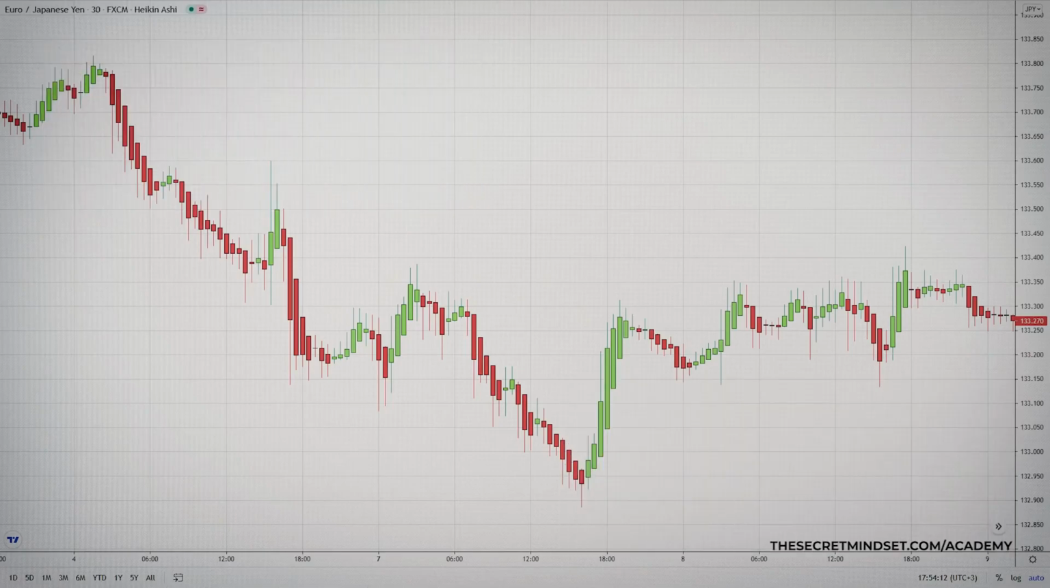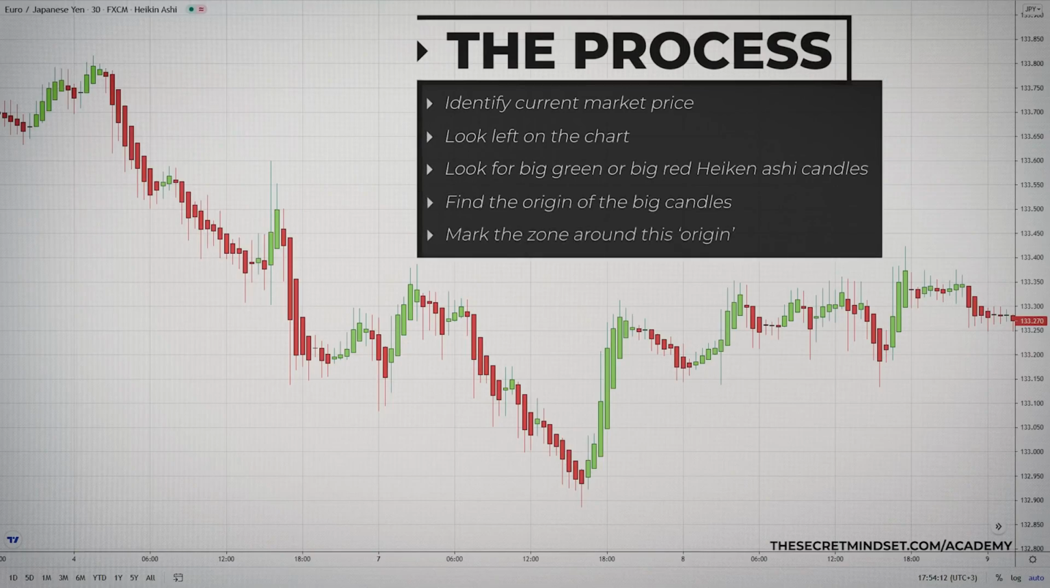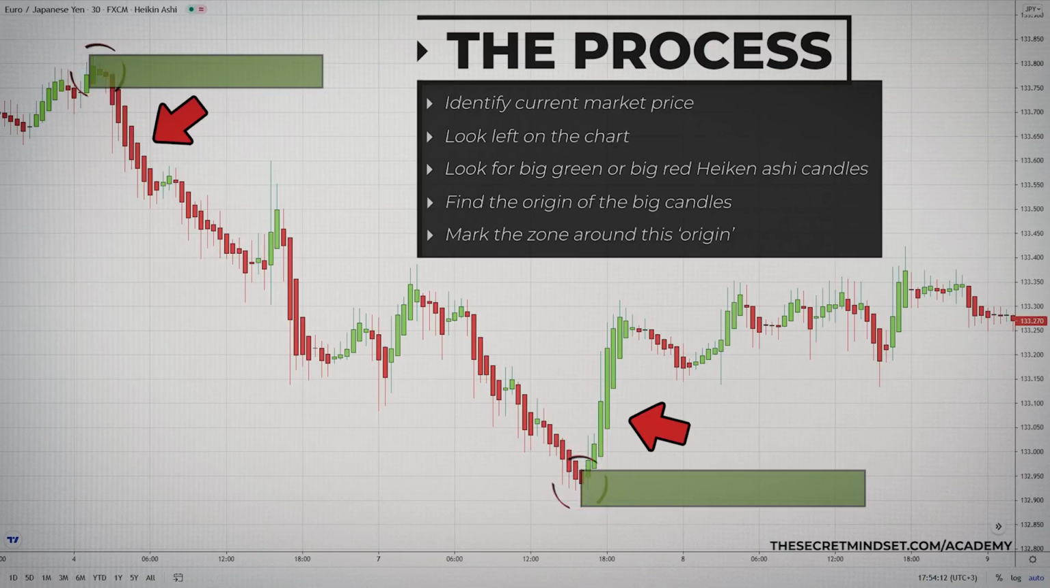Step number 1 is to identify the current market price. Step number 2 is to look left on the chart. Then, look for the big green or big red Heiken Ashi candles. Then, find the origin of the big candles. And the final step, mark the zone around this origin.